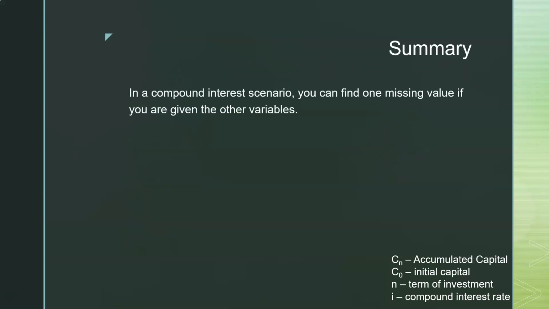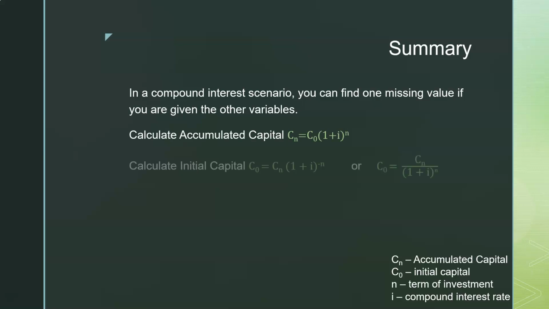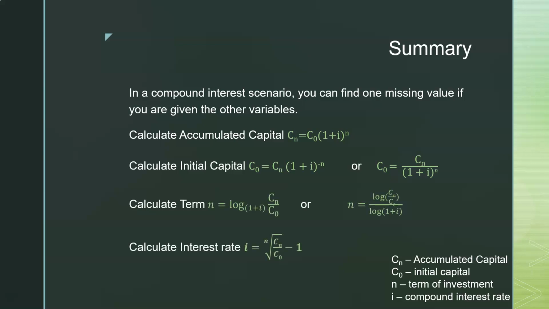So in summary, in a compound interest scenario, you can find one missing value if you're given the other variables. You can calculate accumulated capital by using this formula. You can calculate the initial capital using either of these formulas. They're just different presentations of the same formula. You can calculate the term, or you can find the interest rate.